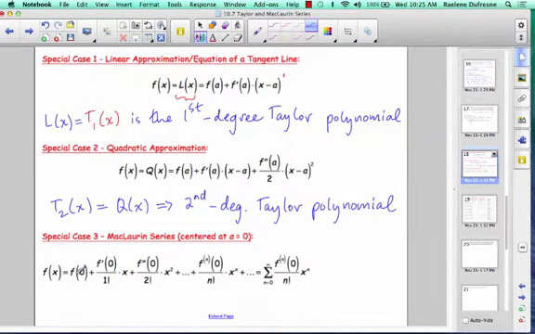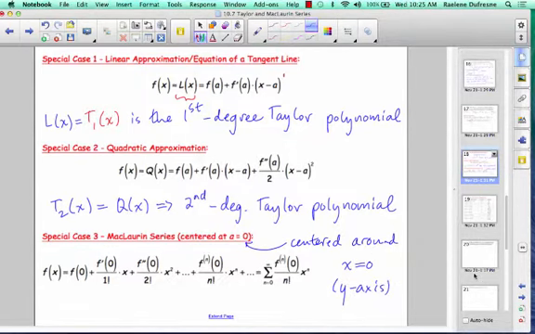We have a third special case, which is called the Maclaurin series. It is a Taylor series, not a polynomial, so it's an infinite polynomial, but we are centering specifically at x equal to 0, so we are centering around the y-axis. So we haven't translated horizontally to the right or to the left.